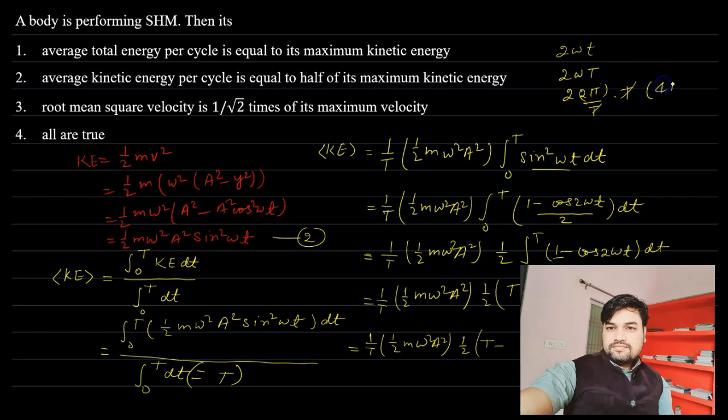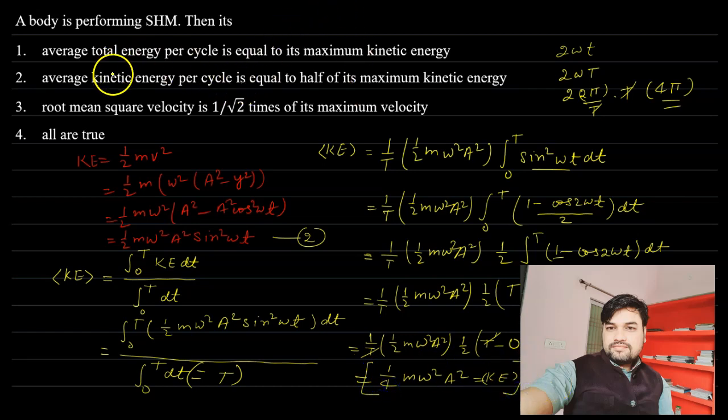That will become 4 pi. So this will become sin 4 pi minus sin 0. Sin 4 pi will become 0, and minus 0. So that will become T by 2. This T can be cancelled out. So here we can write 1 by 4 m omega square a square. This is the average kinetic energy.